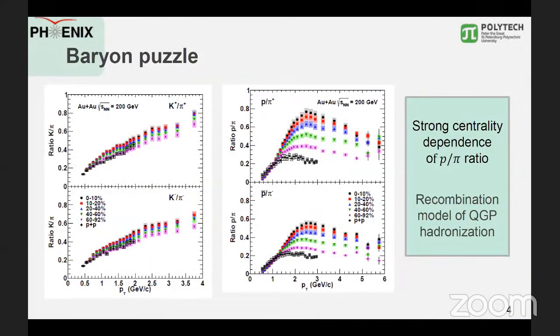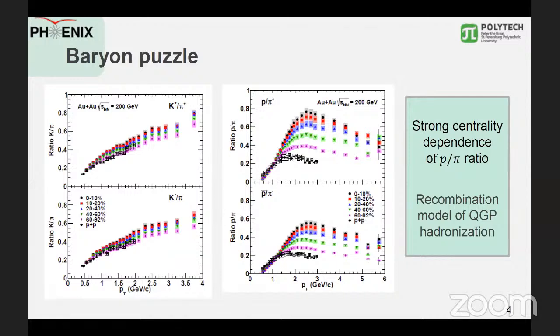This effect is known as the baryon puzzle and was first observed in gold-gold collisions in proton-to-pion ratios, which are shown in the figure on the right side of the slide. In proton-proton collisions, protons are produced three times less than pi mesons due to a larger mass and the requirement of non-zero baryon number for the formation of a proton.